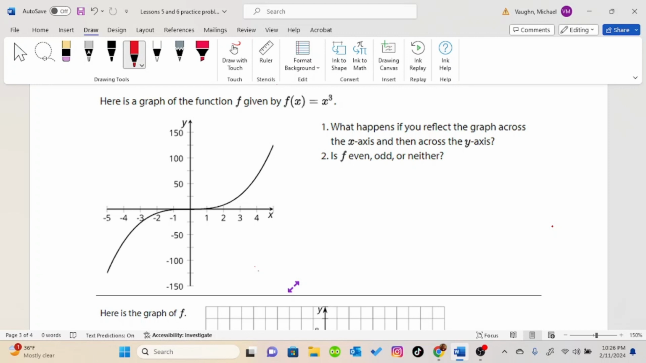which would give us a graph that looked like this. But then if we flipped it across the y-axis or around the y-axis, we would end up right back where we started with a graph in the exact same spot.